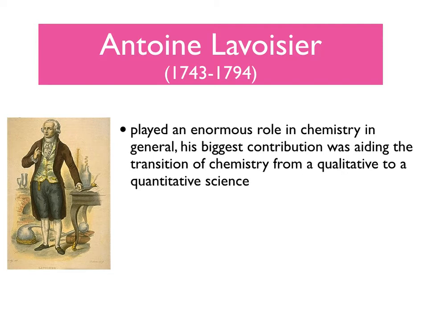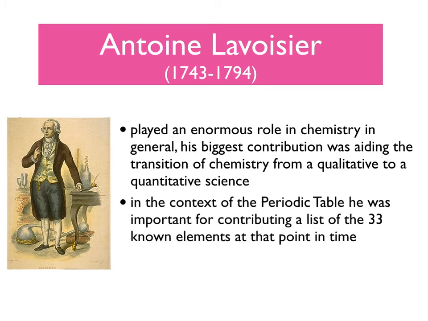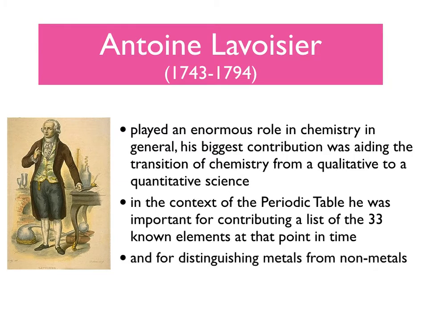Now, in regards to the periodic table, the key aspect was that at his point in time in the 18th century, there were 33 known elements, and he was one of the first people to start to comprise a list of what would be considered elements. He also was known for helping to distinguish two major groupings of elements, the metals and the nonmetals. Lavoisier, we will come back and talk about him again throughout the course.